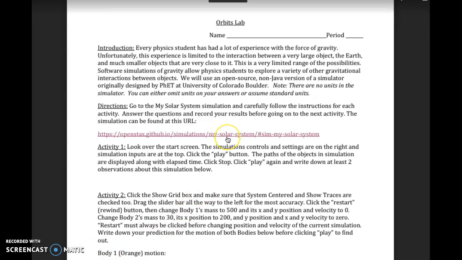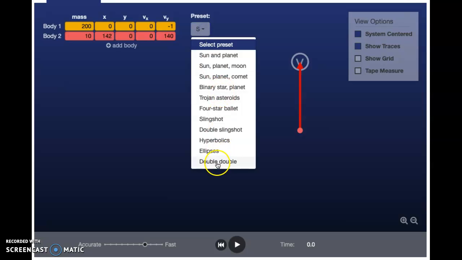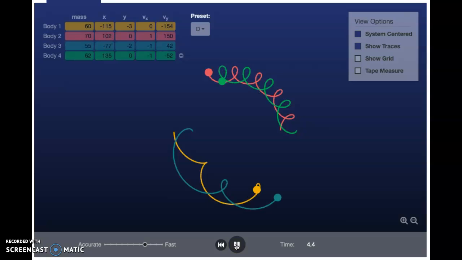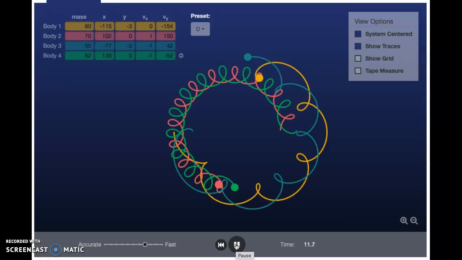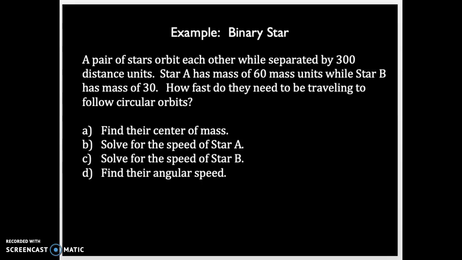Okay, I'm going to this simulator that's linked in your orbits lab. All right, here's the simulator, and we'll go to the double preset. And this is what a double binary looks like. So that's pretty cool. Let's look at this example of a binary problem, and you're going to do something just like this in your lab in activity 6.